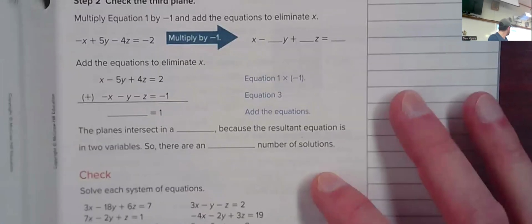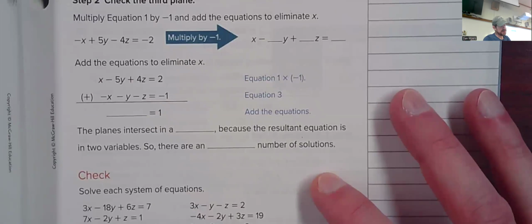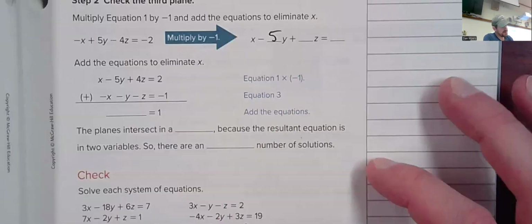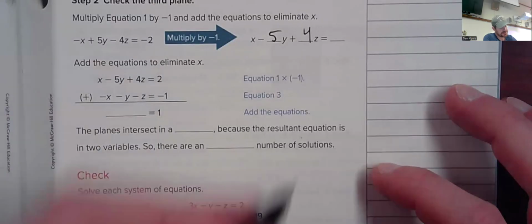So we multiply the first equation by negative 1. Negative x times negative 1 is x. 5y times negative 1 is negative 5y. Negative 4z times negative 1 is positive 4z. And negative 2 times negative 1 is 2.